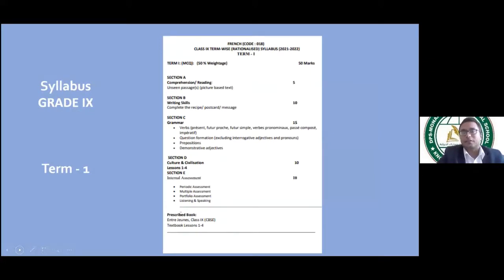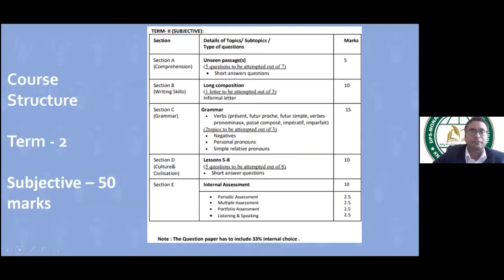The syllabus we have already discussed. It is the first 4 chapters and the paper would be divided in 4 sections. In Section A, you will again get picture-based text. In Section B, you might get a question on a recipe, postcard, or a message. Section C will have all grammar questions. And Section D will cater to the questions related to culture and civilization of France. We can now move on to the next slide.